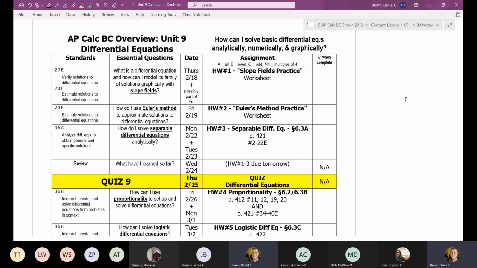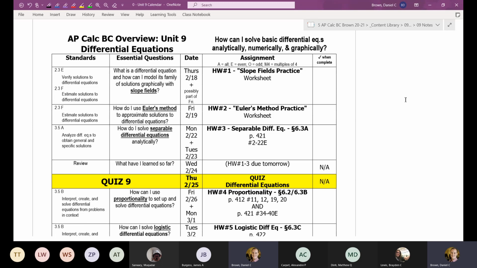Guaranteed, there will be one free response question on your AP exam that is a differential equation topic, which is a very broad topic, but guaranteed there is going to be one on the AP exam, so it is kind of weighted as a heavy topic in terms of what you need to be able to do in calculus.